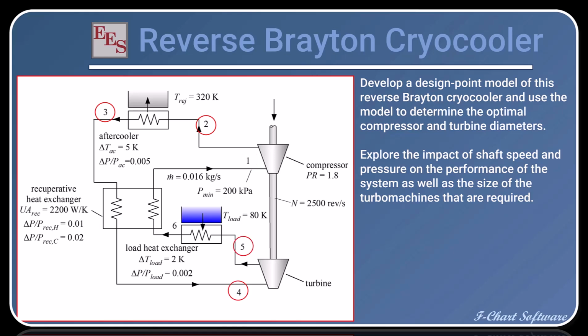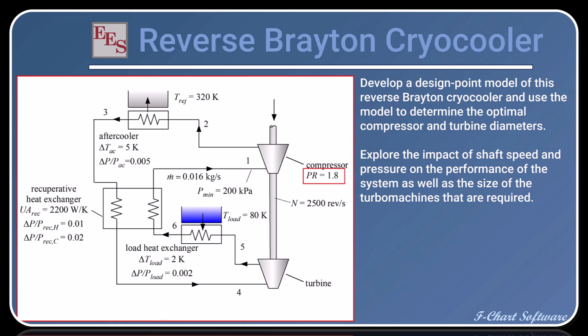And there are some parameters that are given to us. So the heat exchangers are specified either in terms of their approach temperature difference for the aftercooler or the load heat exchanger, or the recuperative heat exchanger, the conductance has been specified. And for each of the heat exchangers, you can see there's a fractional loss of pressure assigned to it that we need to take into account. What else? We have specified that the pressure ratio across the compressor is 1.8.